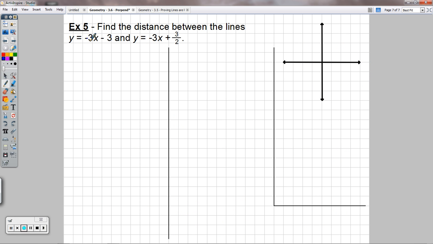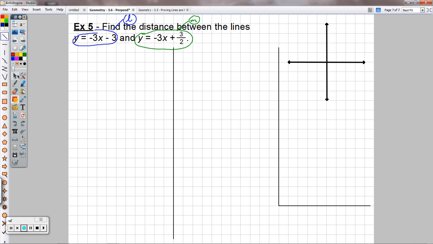So on this one, I'll keep the same color coding going. So let's call this one line L, and this one, oops, line M. We're finding the distance between those two lines. So it looks like these two are both negatively sloped. We're going to be running downhill as we move left to right.